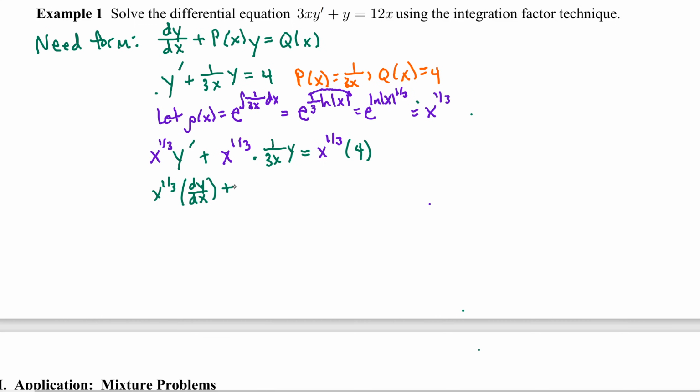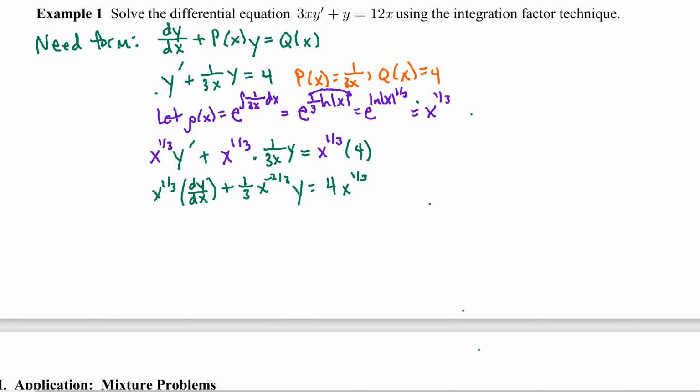Now, simplifying this term, I'm going to move the constant 1/3 to the left, and notice we have x to the 1/3 divided by x. We're dividing like bases, so we can subtract the exponents. Exponent 1/3 minus 1 would give me a new exponent, negative 2/3, times y. And I'm going to rewrite this as 4 times x to the 1/3.